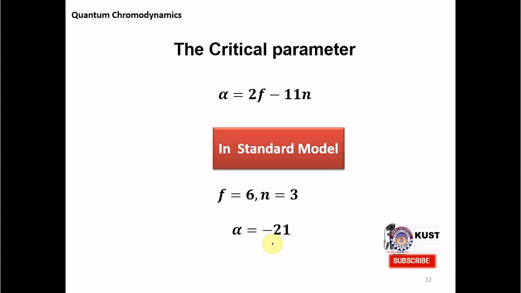So in today's lecture we have seen that quantum chromodynamics is very similar to quantum electrodynamics, but at the same time it has some very important differences. The first and most prominent difference is the number of charges: in quantum electrodynamics we had only 2 types of charges, but here we have 3 types, labeled red, blue and green, and that's why we call them color charges.